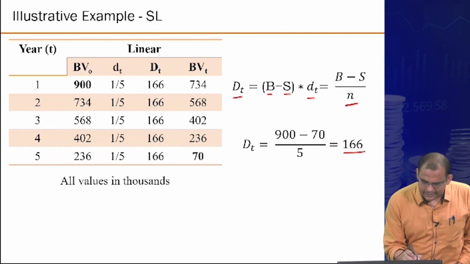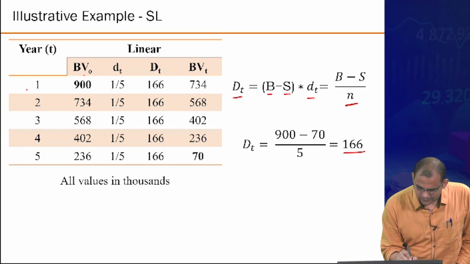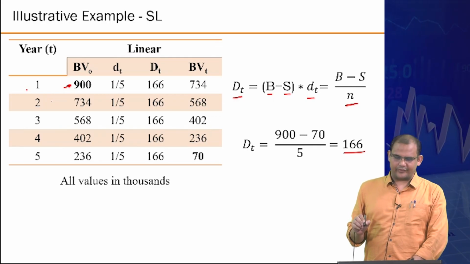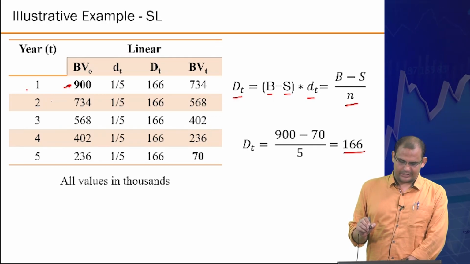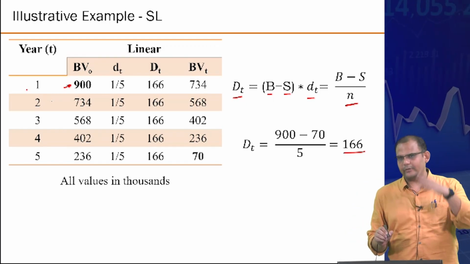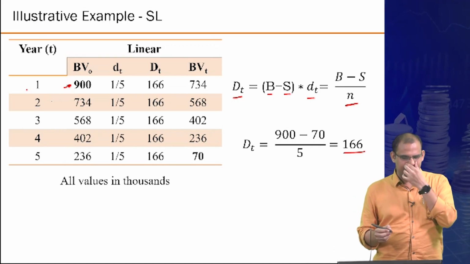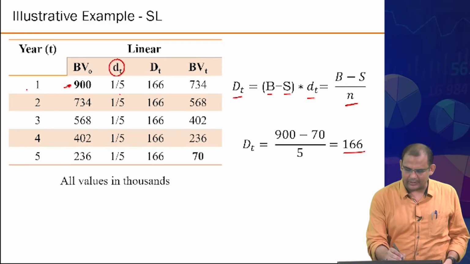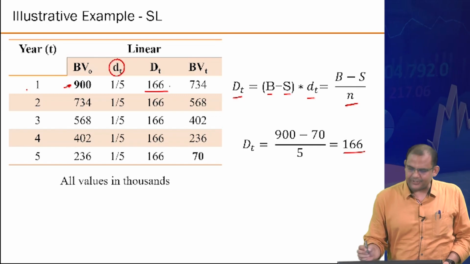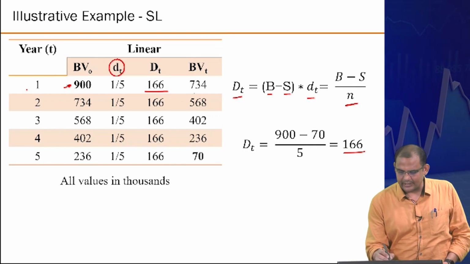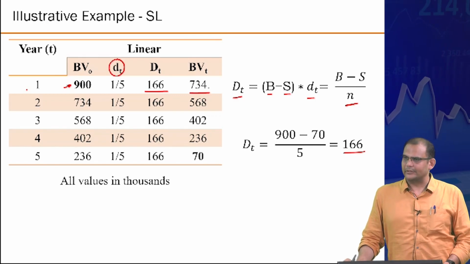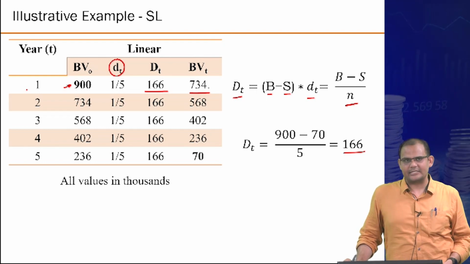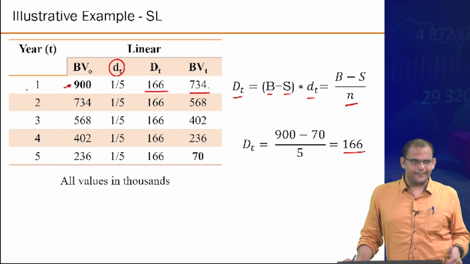Now, at the end of year 1, the book value, it's essentially to start from 0. So book value at the previous period you are essentially plotting. So this is 900, your dt, which is the small fraction, is 1 by 5. The actual depreciation amount in that case is 166. So book value at the end of year 1 becomes 900 minus 166, that is 734, right?